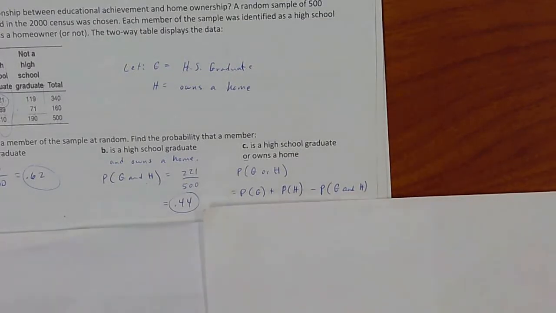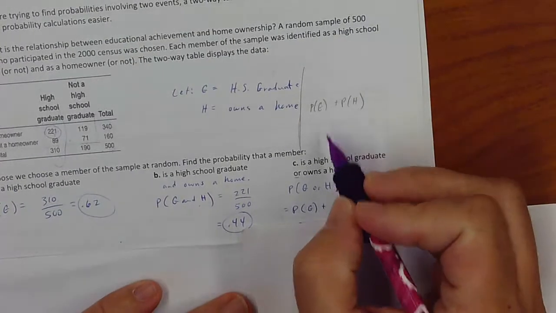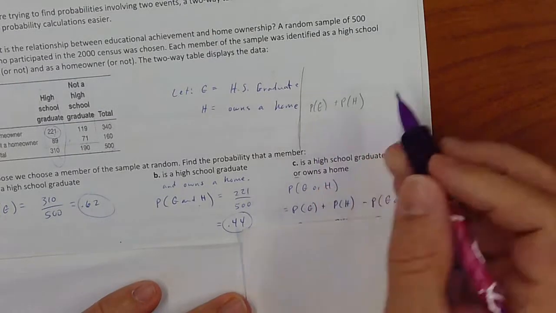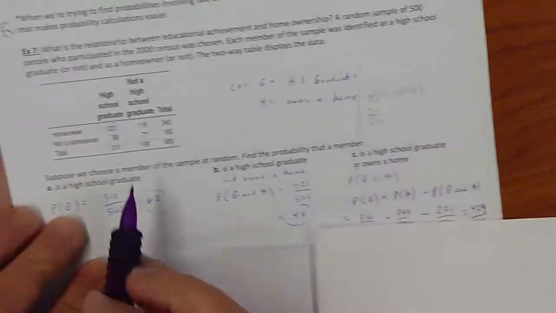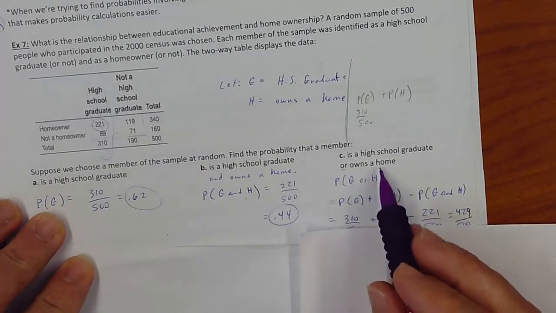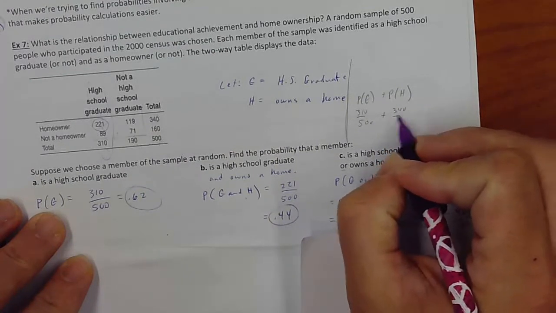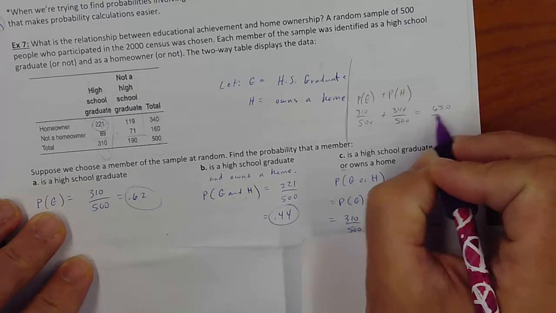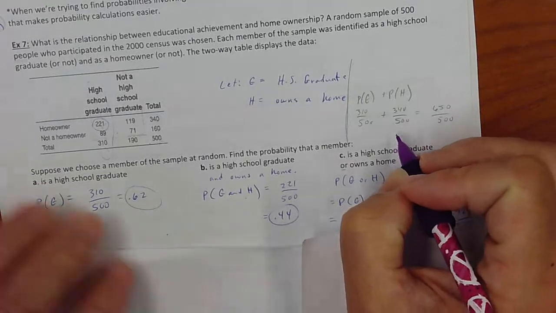Okay, let me pause for a moment and show you that formula. Hold on. Okay, so let's just say I use that old addition rule that we did on the previous page. Probability of a graduate was 310 out of 500. Okay, these people here. Then plus the probability of owning a home. So if you own a home, it was 340 out of 500. Wait a minute. That's 650 out of 500. That's not a real probability. Well, what really happened here?